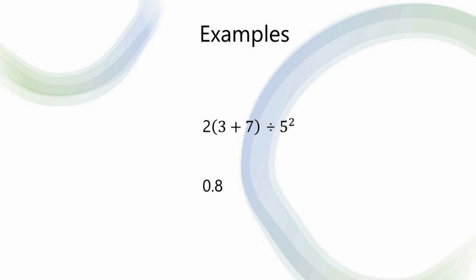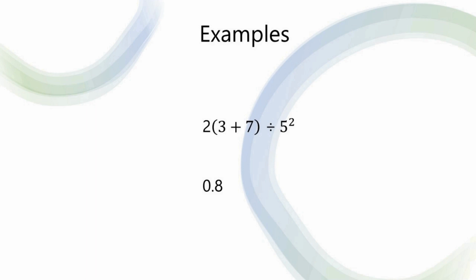Example 2. 2 x (3 + 7) / 5^2. Following PEMDAS, let's work through it. We have 2 multiplied by the result of adding 3 and 7 inside the parentheses. So 3 plus 7 equals 10. Then we have 2 times 10. Now let's calculate 5 squared, which is 25. Finally, we divide the result of 2 times 10 by 25.